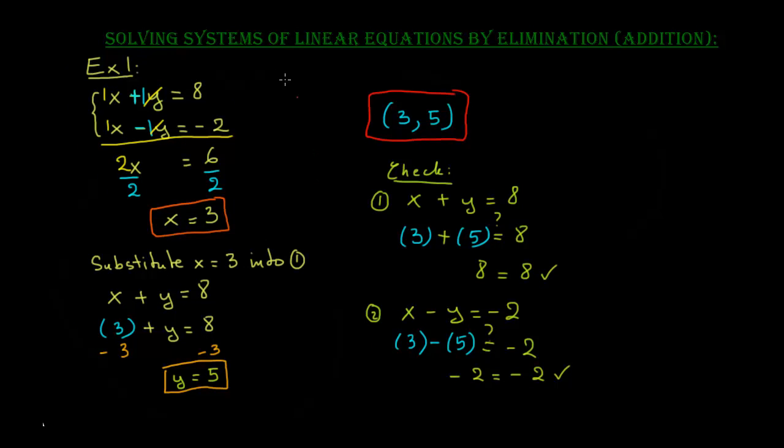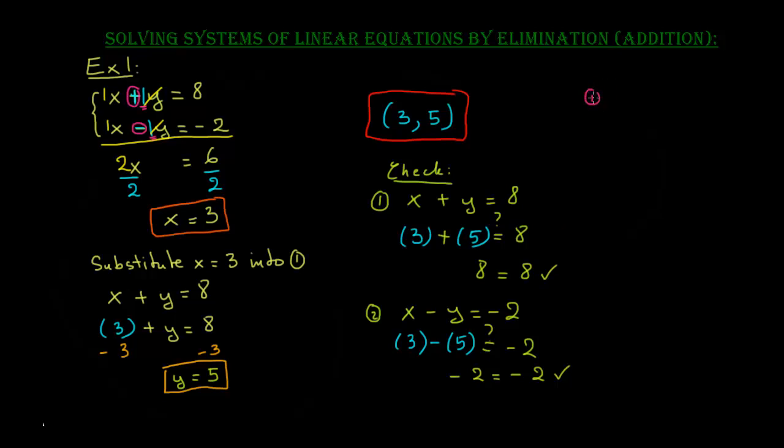Based on example 1, there are two things we just learned from this concept. To be able to cancel out or eliminate a variable, we need to have the same coefficient in front of it. In this case, we have 1 in front of y, so they have the same coefficient, and we also need opposite signs, so that when you add them, they will be cancelled out. That's the first thing we have to learn.